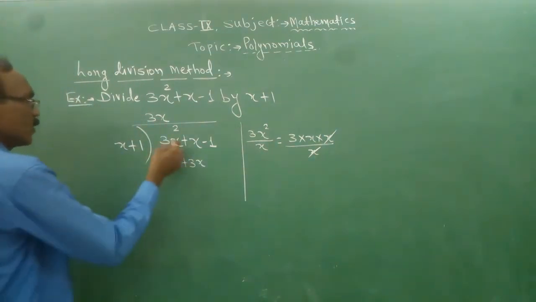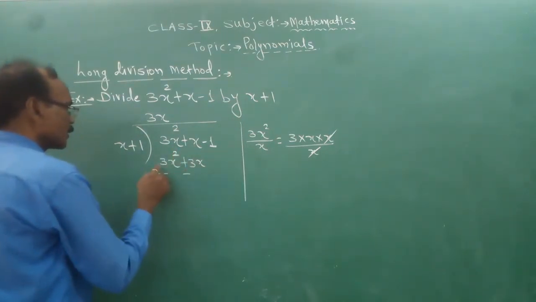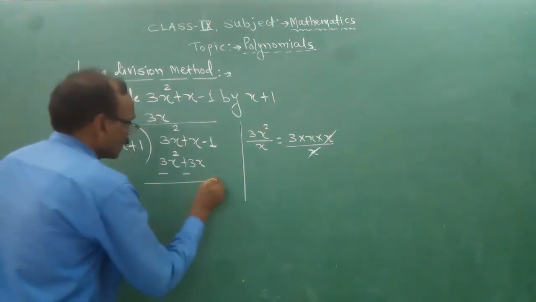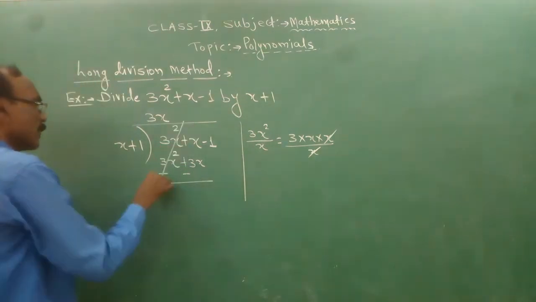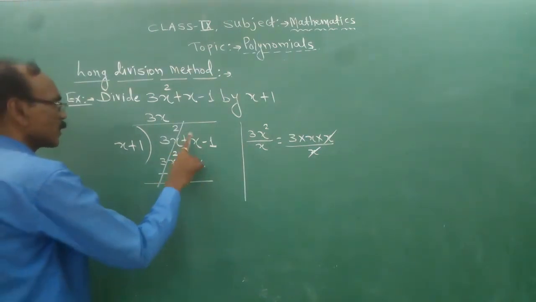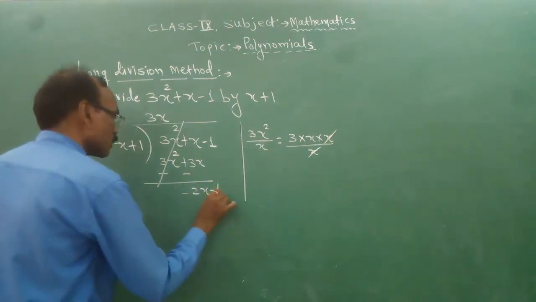Now change the sign. You have to subtract this from this. So change the sign. If it is plus, you make it as minus. If it is minus, you make it as plus. So this 3x square minus 3x square will get cancelled. Plus 1x minus 3x, plus 1 minus 3, that is minus 2x. Then take this minus 1.